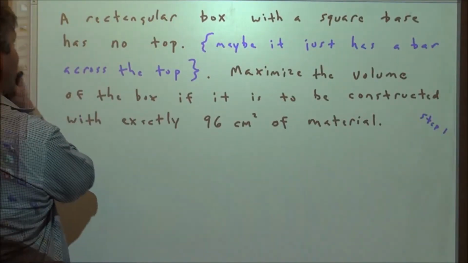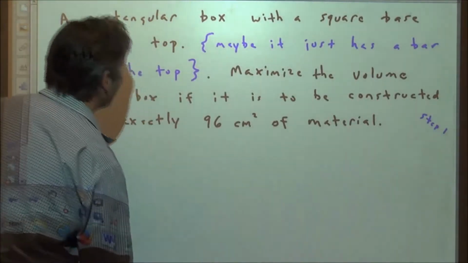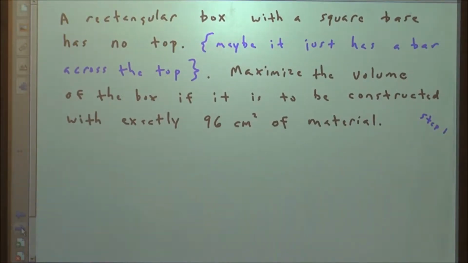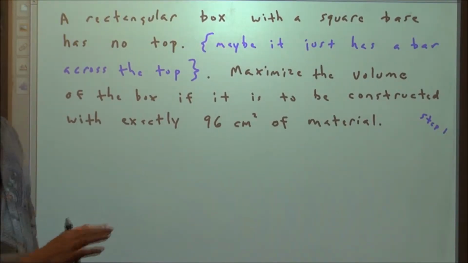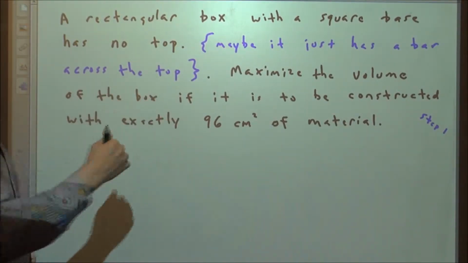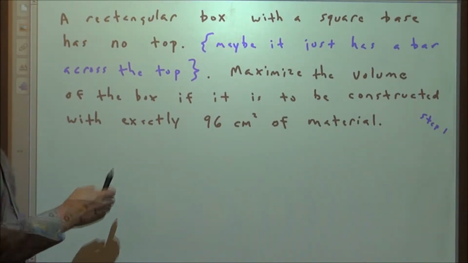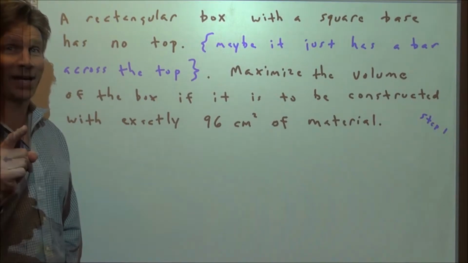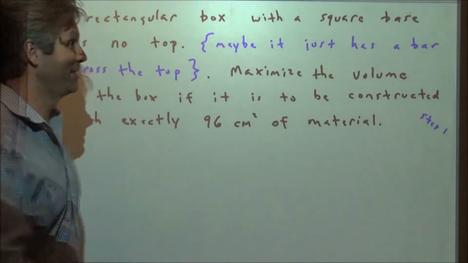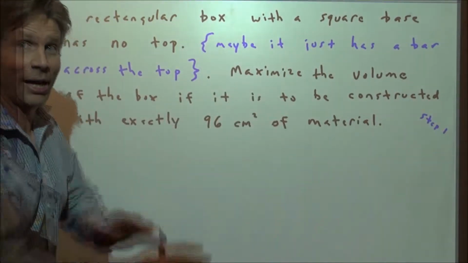Let's make it a little bit more difficult. Let's suppose that we have a rectangular box with a square base and it has no top. Maybe the top just has a bar going across it. Hold on, that's no good, because then it would be a topless bar, and that is not appropriate in a high school math class. So there's just an open top, there's no bar on it.